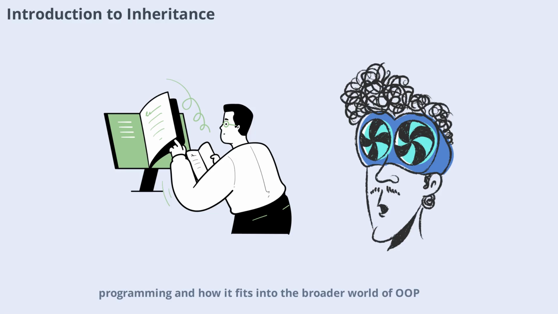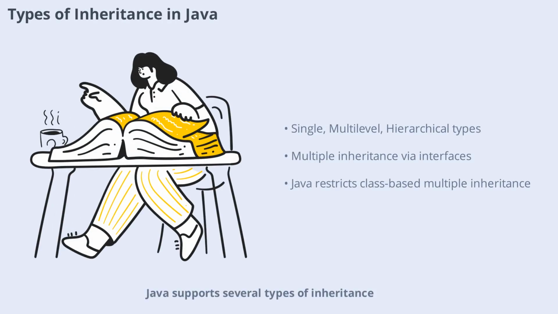broader world of OOP. Java supports several types of inheritance, each with its own structure and use case. The main types are single inheritance, multi-level inheritance, hierarchical inheritance, and multiple inheritance. Single inheritance means a child class extends only one parent class. Multi-level inheritance creates a chain, where a subclass becomes the parent of another subclass. Hierarchical inheritance occurs when multiple subclasses share the same parent. Multiple inheritance, where a class inherits from more than one parent, is only supported in Java through interfaces, not classes.